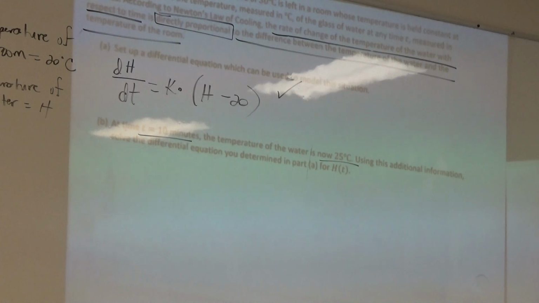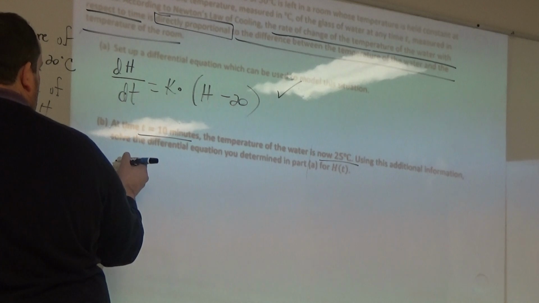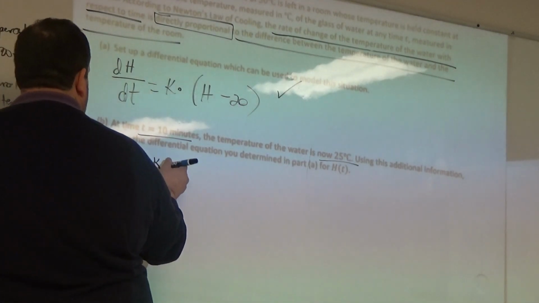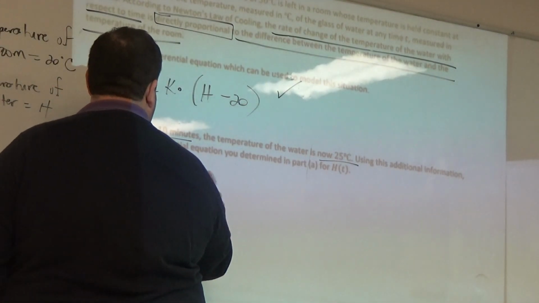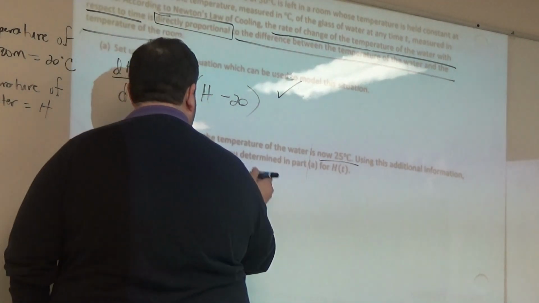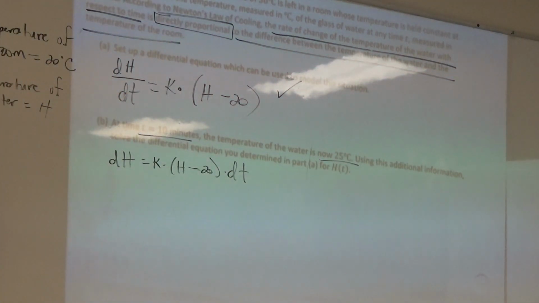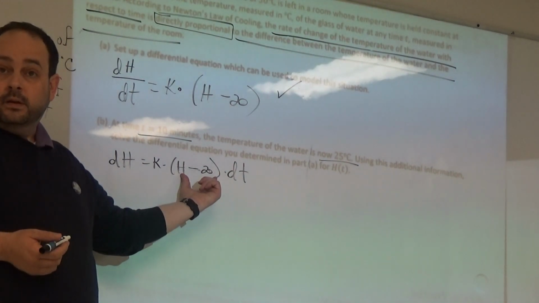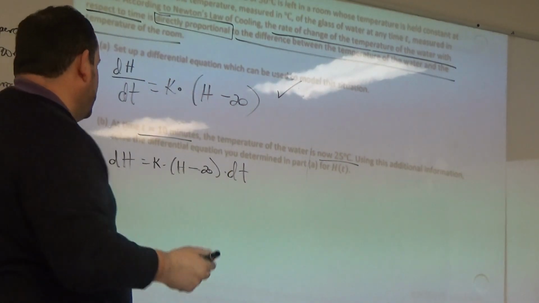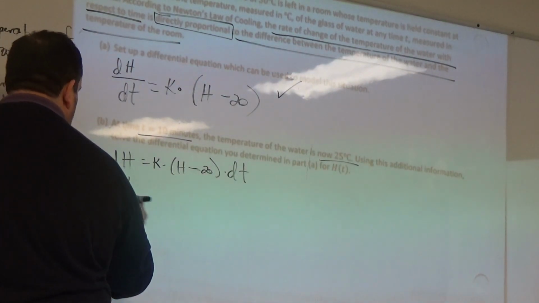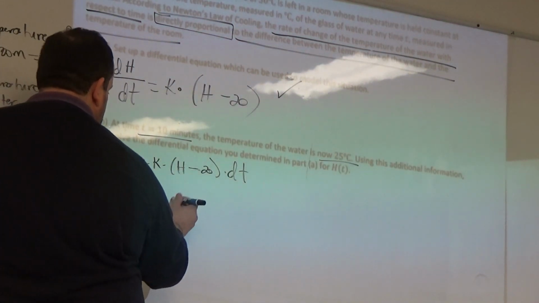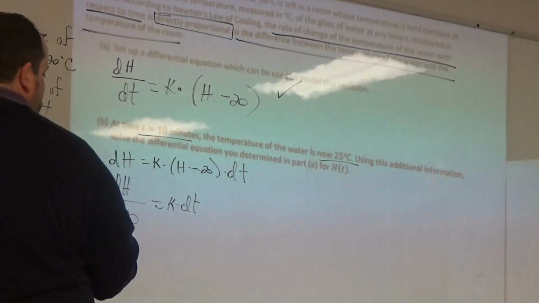Juan, what do you want to do? Multiply by dt. I want to be really careful with this. dH is going to be K times big H minus 20 dt. Have you separated the variables? Haven't separated them yet. Mariah, how are we going to separate the variables? Divide by H minus 20. Is that legal? Right, as long as you divide by everything. So dH over big H minus 20 equals K dt.